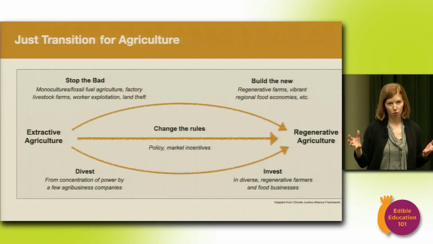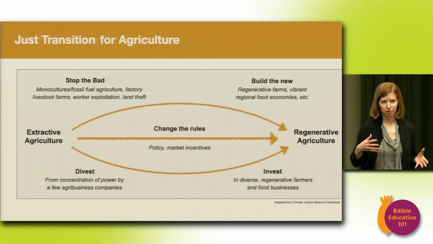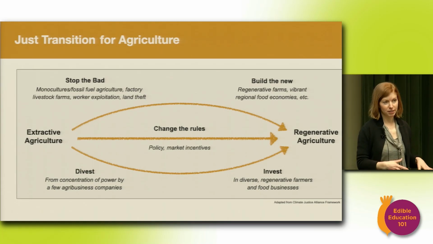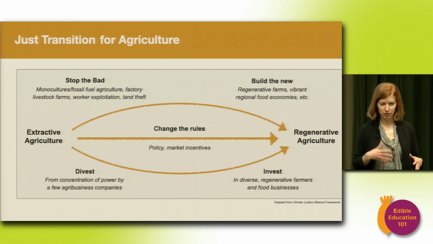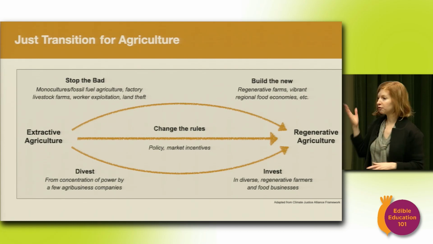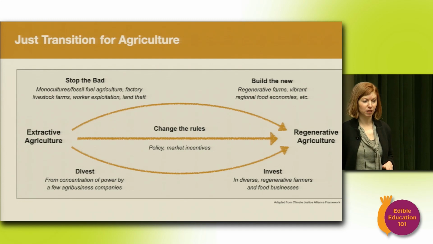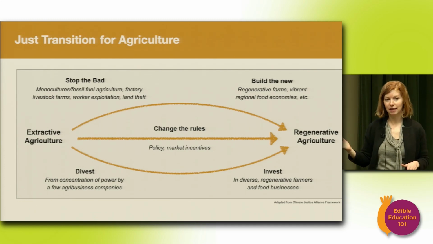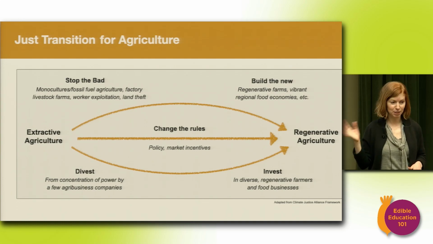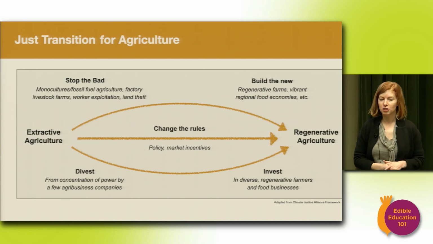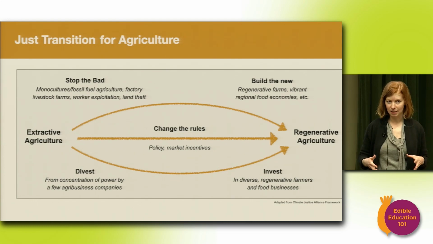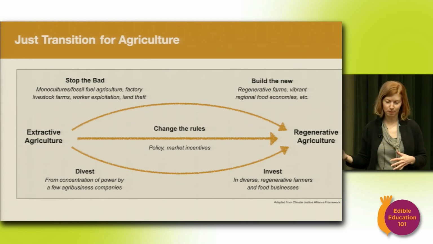So in my work, I'm using a just transition framework to think about how we move to a better food system and what it means to invest in systems change to get us from the current state of an extractive agricultural food system to a regenerative one, one that is better for people and planet. And this is a framework that I adapted from the Climate Justice Alliance. So credit is really to the Climate Justice Alliance for developing it. I just adapted it to be specific to food systems. But I think what you see from it is that we need all of the things on this slide in order to move to this better vision, to this better place where we want to get.